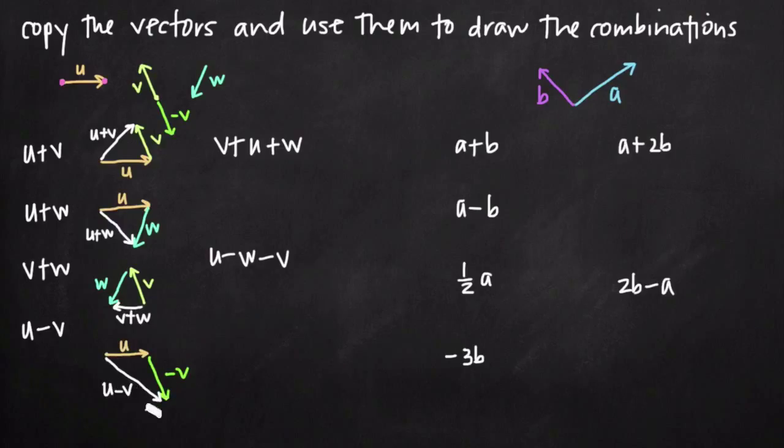This is u minus v. So that's how we deal with a negative vector like that.